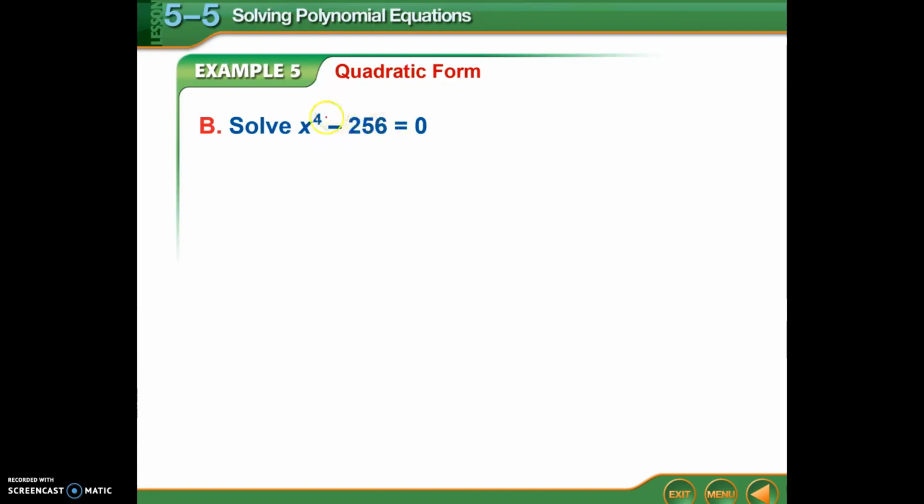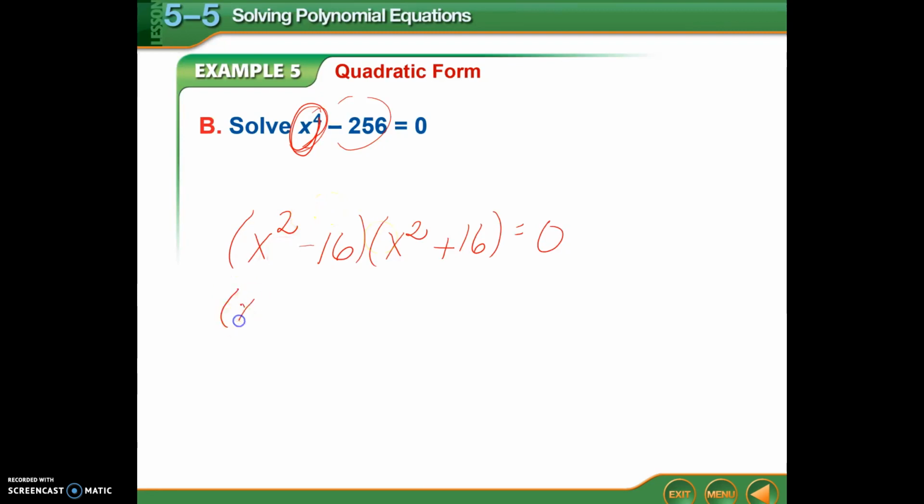Alright, so here again, I know the difference of two things squared. Both of these are squared terms, so this isn't new here. This is x squared squared, so this would be factored to x squared minus 16 and x squared plus 16. So I could at this time put those equal to 0, or I know that x squared minus 16 factors to x minus 4, x plus 4.